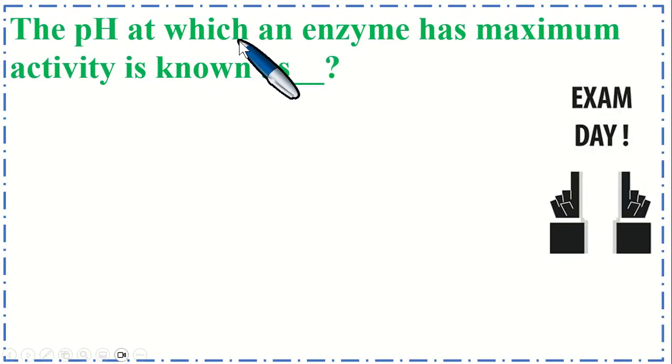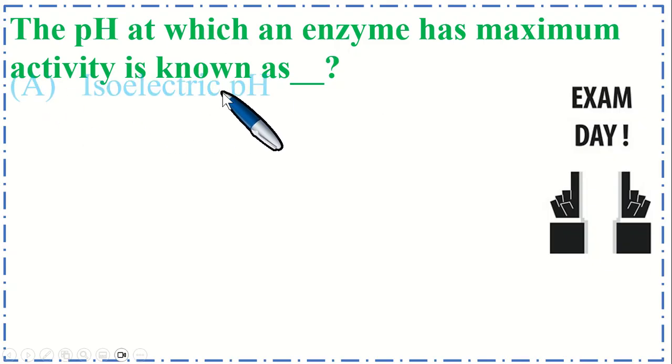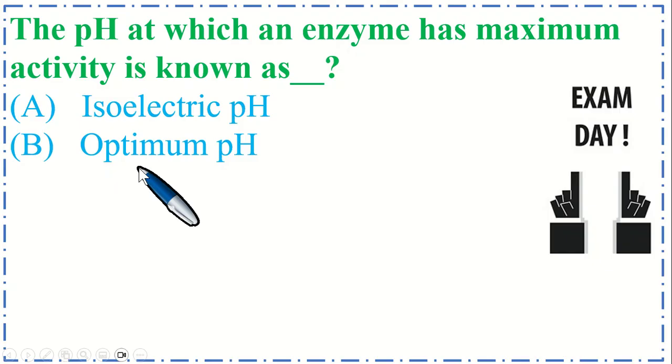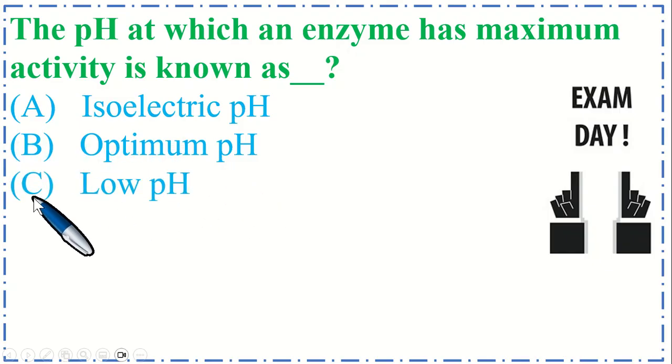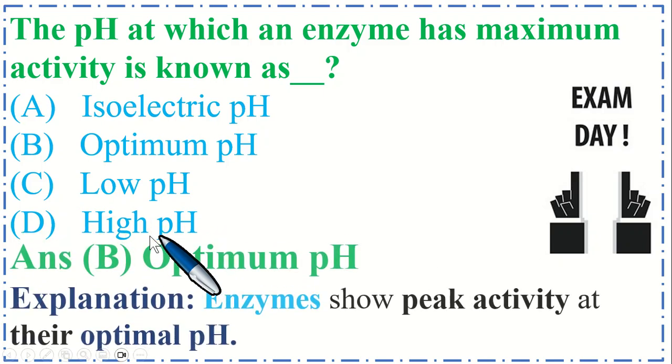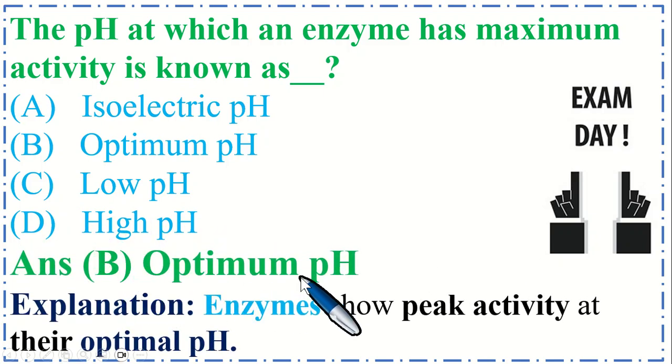The pH at which an enzyme has maximum activity is known as dash. Option A isoelectric pH, B optimum pH, option C low pH, and option D high pH. So the correct option is B optimum pH. Enzymes show peak activity at their optimal pH.